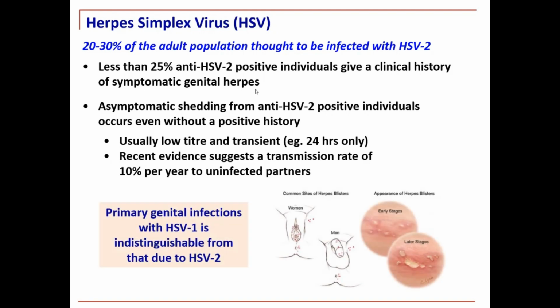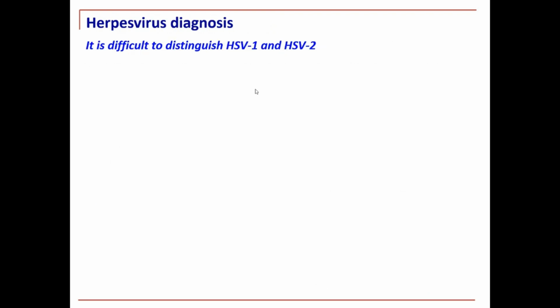If you're looking at the primary, you remember we said that HSV-1 can also infect the genitalia as well. Primary genital infection with HSV-1 is indistinguishable from that with HSV-2. So you don't know which virus you're actually infected with, though obviously it is most likely to be HSV-2. In terms of diagnosis, it's also very difficult to distinguish whether it is specifically HSV-1 or HSV-2, though you can make general assumptions based on a history and physical exam. That'll help to give clues to diagnosis.